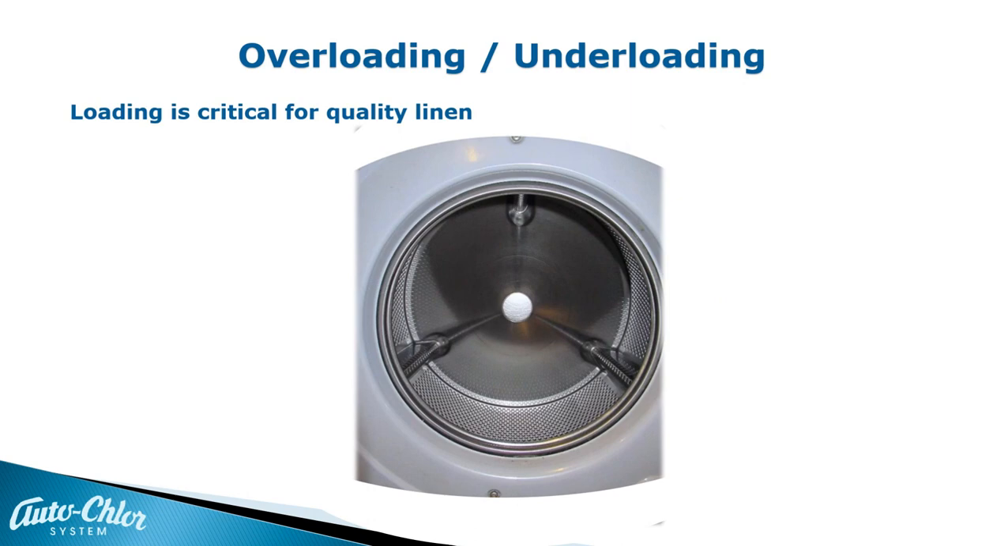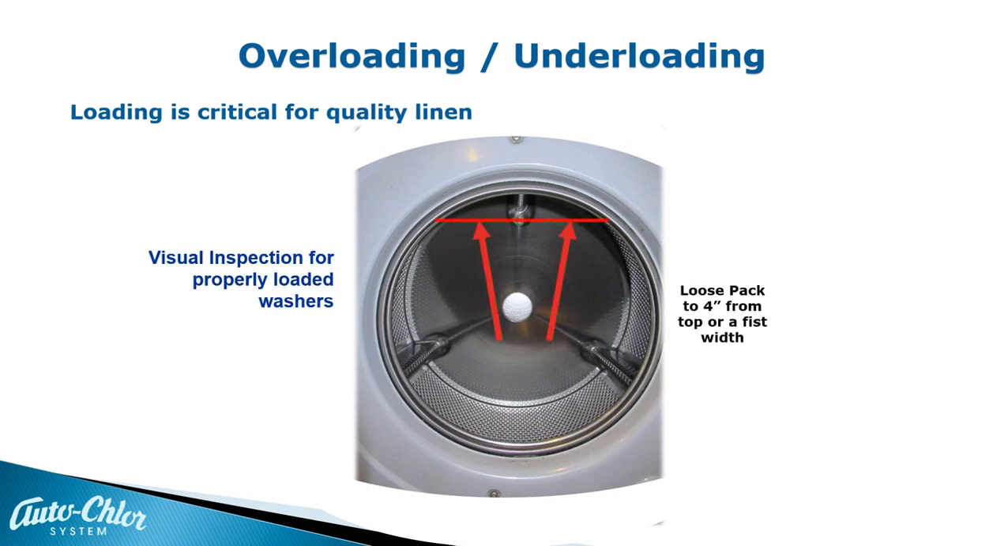Loading becomes a very critical factor. When we're doing a visual inspection and working with your customers, they should not be just stuffing it in, using their feet, their shoulders, their arms, and cramming as much as they can in there. That's not how washers work. When they're loading it in, they should be loading it up to about 4 inches from the top, or about a fist width from the top of the fin inside of the drum. Again, this will give them enough clearance so when the linen gets wet and compresses, it gives good mechanical action.